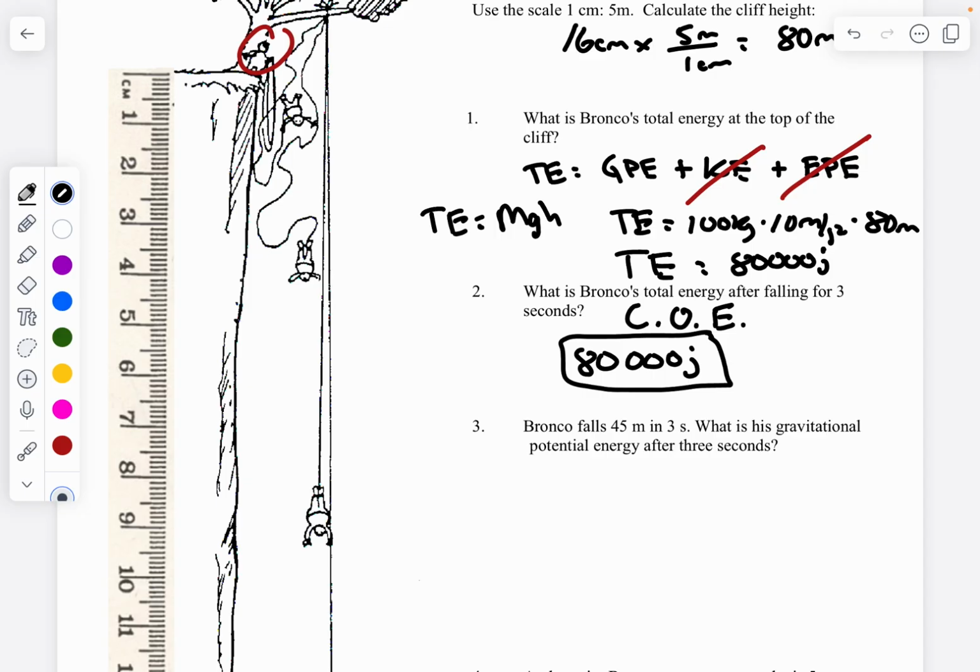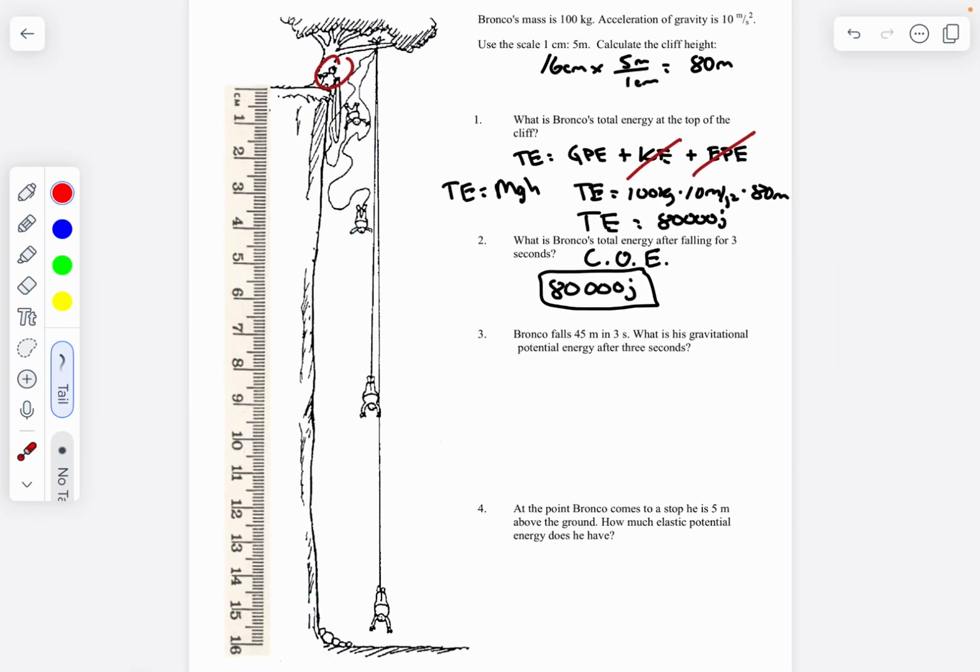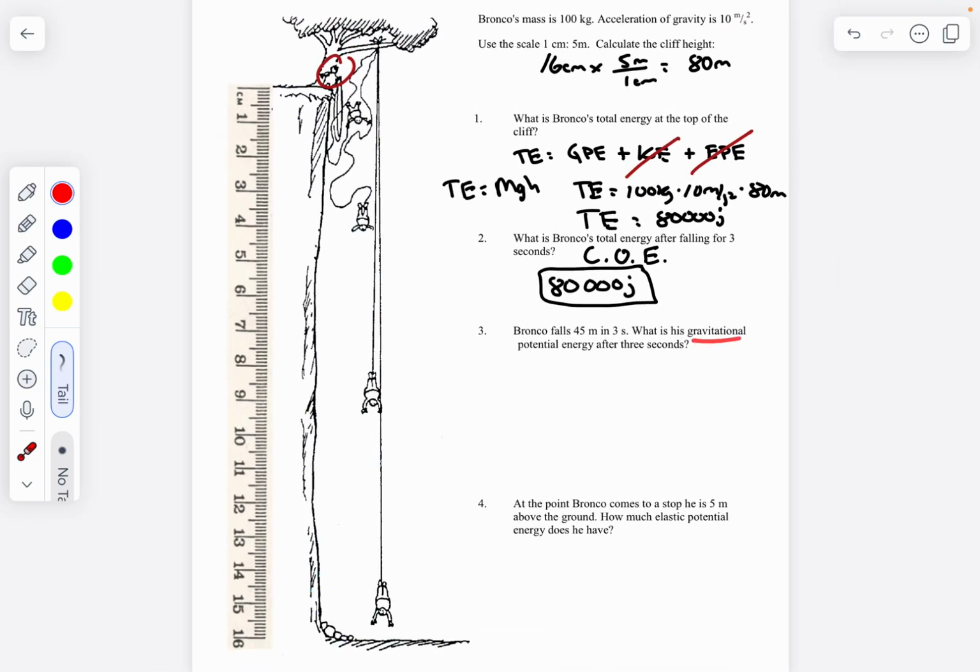Now we get to question 3. At this time, 3 seconds into his jump, we are now being told that he falls a total of 45 meters. So that's going to be right here. He's at this position 3 seconds into the jump. He has fallen 45 meters. So they want us to find his gravitational potential after 3 seconds.